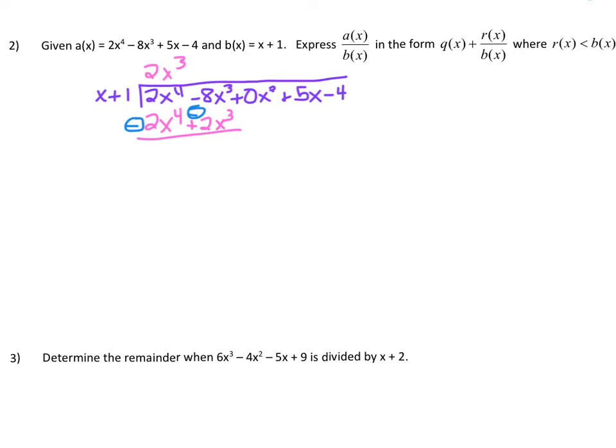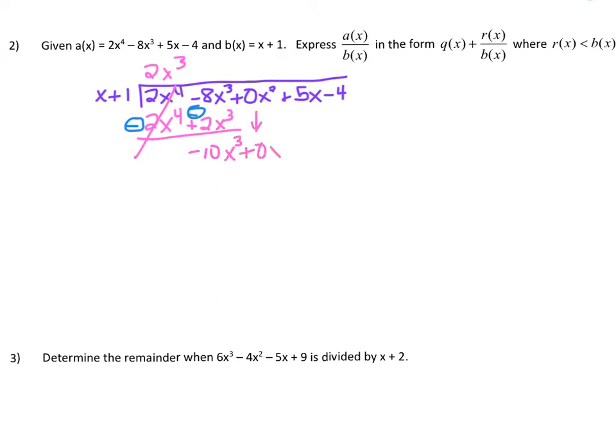Okay, so now 2x to the 4th minus 2x to the 4th is going to cancel out, and that should always happen with the first terms. And then here, negative 8x cubed minus 2x cubed is negative 10x cubed. Remember, you're always using the sign you circled. So negative 8 minus 2 is negative 10, so that's going to leave us with negative 10x cubed. All right, and then we're going to bring down the next term.